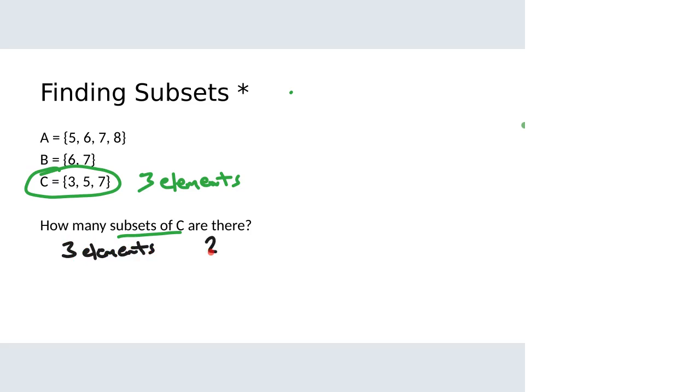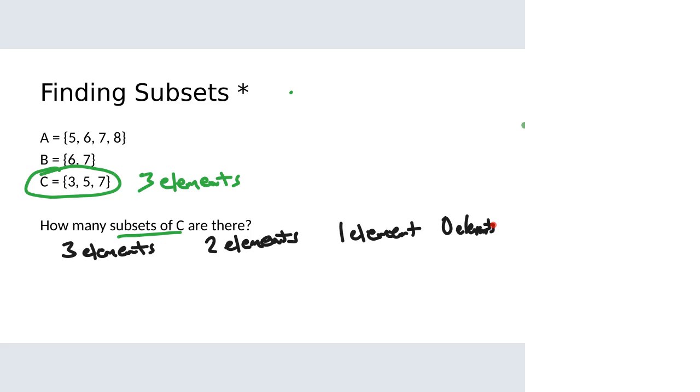So let's take a look here and see. The way we want to approach this is we're supposed to find the subsets of C. And so C is this set right here. It has 3 elements. So when I go to list out all the subsets of that set, I want to list out the sets that have 3 elements, the sets that have 2 elements, the sets that have 1 element, and I don't want to forget the set that has no elements because the empty set is a subset of every set.